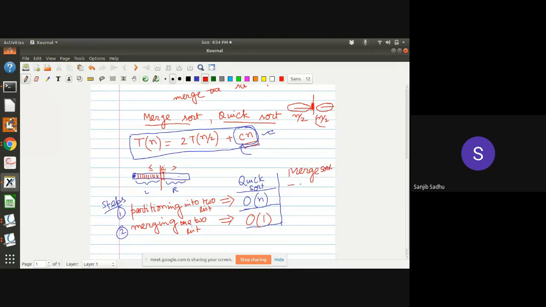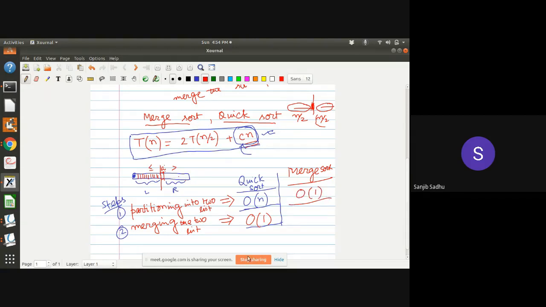What happens in merge sort? How are you partitioning the array into two parts? Sir, O(1), just making a partition at the middle index. Yes, so in an array, I can access the middle index directly, so it takes constant time.